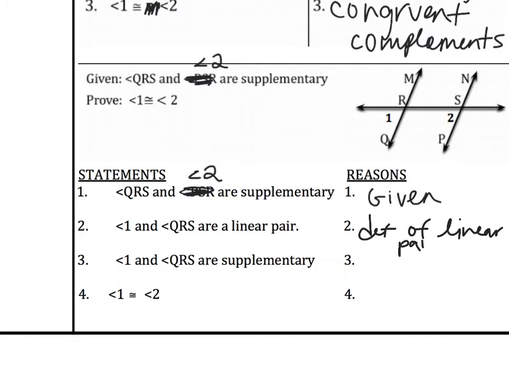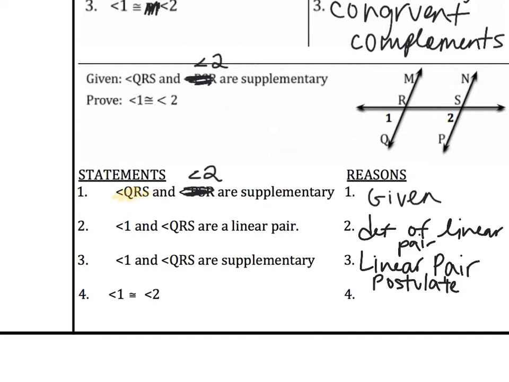So 1 and QRS are a linear pair. And so then we say 1 and QRS are supplementary. Alex, why are we allowed to say that? Because they are a linear pair, and according to the linear pair postulate, we talked about that yesterday, since it is a linear pair, they are supplementary. So right now we've said QRS and 2 are supplementary. 1 and QRS are supplementary.